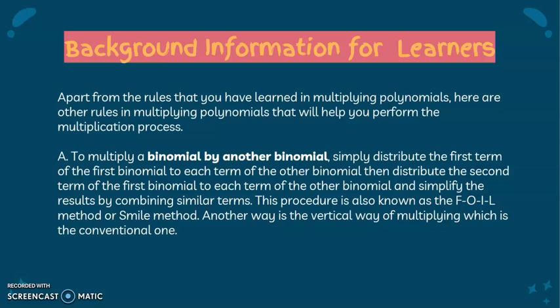Apart from the rules that you have learned in multiplying polynomials, here are other rules that will help you perform the multiplication process. Letter A, to multiply a binomial by another binomial, simply distribute the first term of the first binomial to each term of the other binomial, then distribute the second term of the first binomial to each term of the other binomial, and simplify the results by combining similar terms. This procedure is also known as the FOIL method or SMILE method. Another way is the vertical way of multiplying, which is the conventional one.